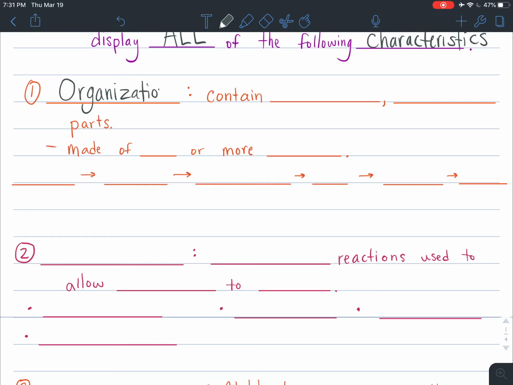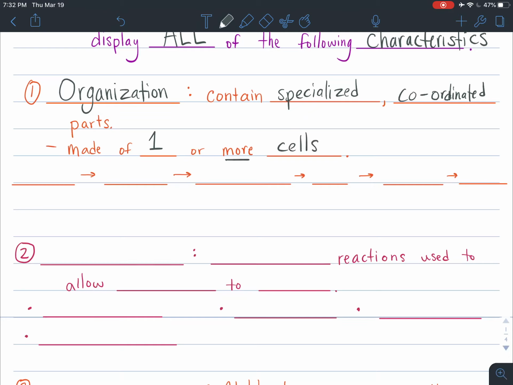Organization can be on a level in one cell or in multiple cells, but regardless, all living things are going to have an organization amongst them. So what that means is they contain specialized, coordinated parts, meaning that the different parts have different functions within the organization of this organism. So the organization can be, like I said, made of one or more cells.